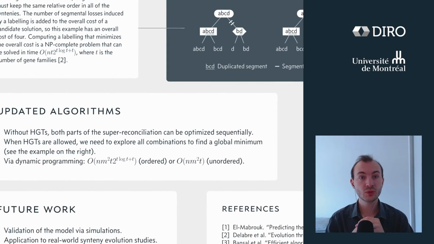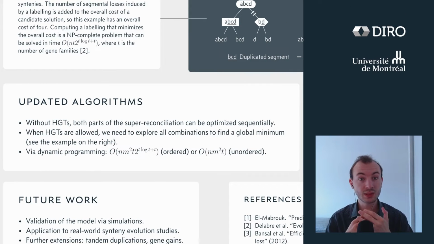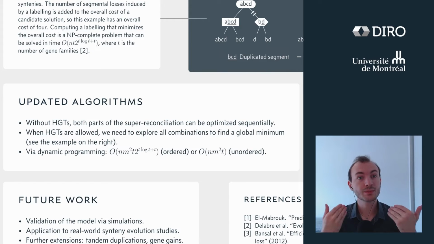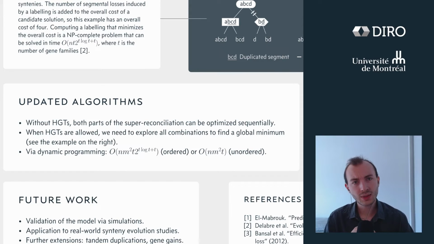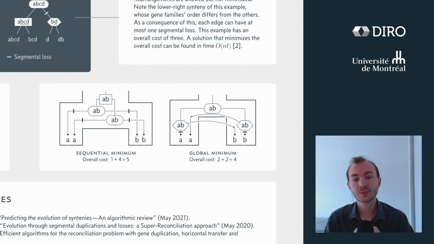Now, if we know how to minimize both labelings independently, how can we move to a solution that minimizes both parts at once? If we have no HGTs in the DL setting, this is simple. By minimizing each part sequentially, we actually get an optimal solution. But when we allow HGTs, this property doesn't hold anymore. Look at the example on the right. These are two superreconciliations from the same input. The left solution is the one obtained by sequential optimization. First, we minimize the number of events, and then we find an ancestral labeling to minimize the number of losses.